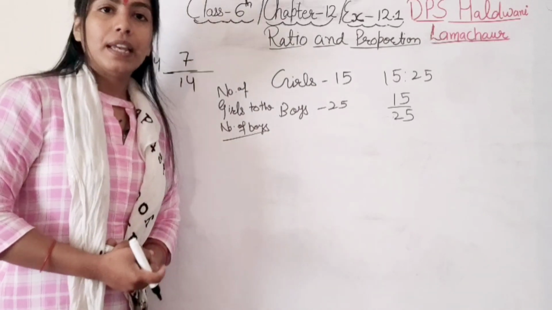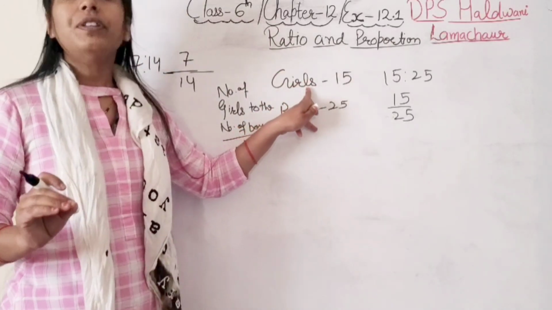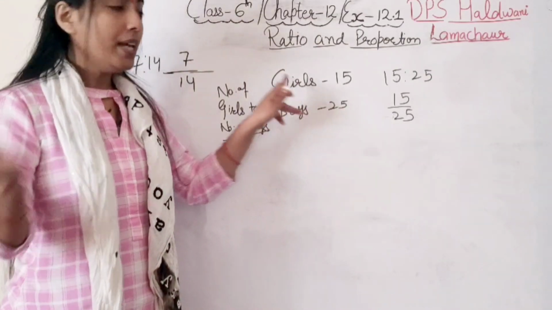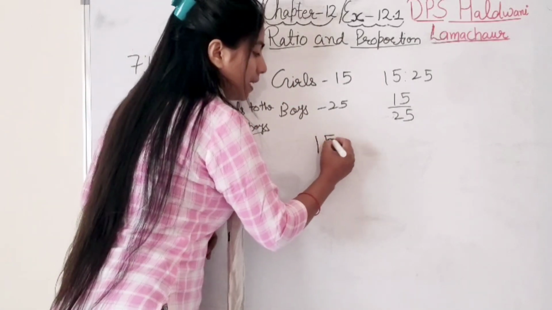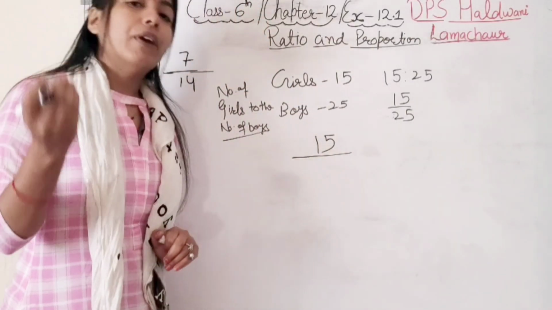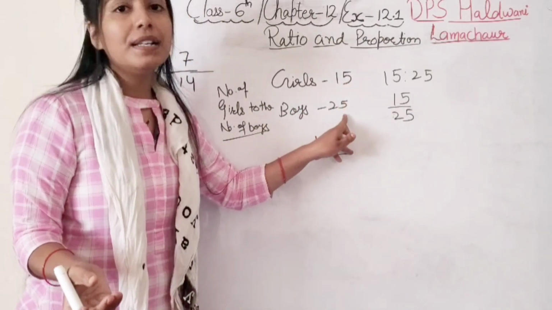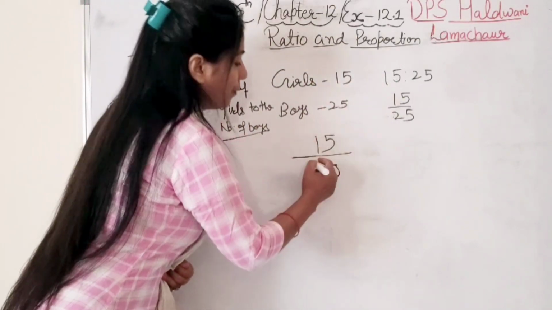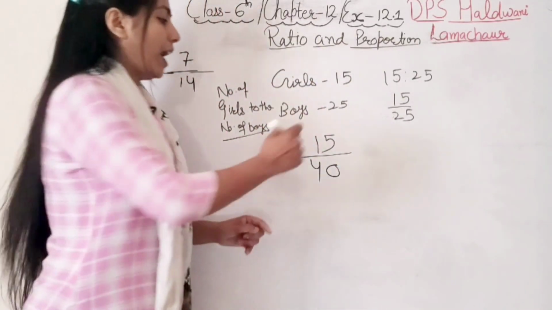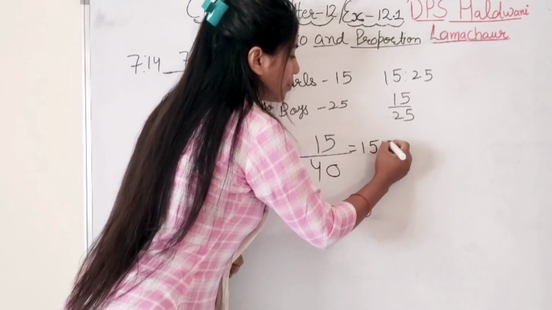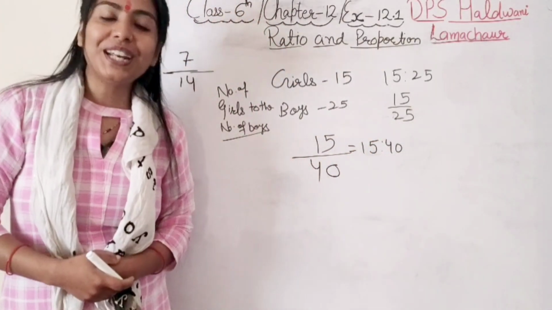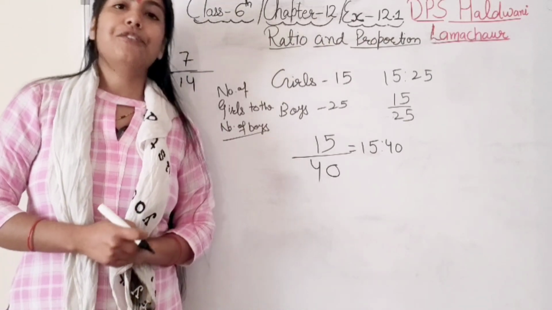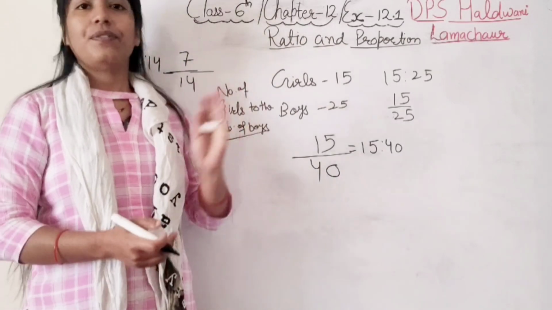Second thing, if I ask what is the ratio of the number of girls to the total number of students. The ratio would be girls to the total number of students. And what is the total number of students? 15 plus 25, which is 40. So the ratio will be 15 divided by 40, or 15 ratio 40. Got it, students? Very simple, no? So you have to see what relation the question is asking for in the ratio. This is the very first topic.